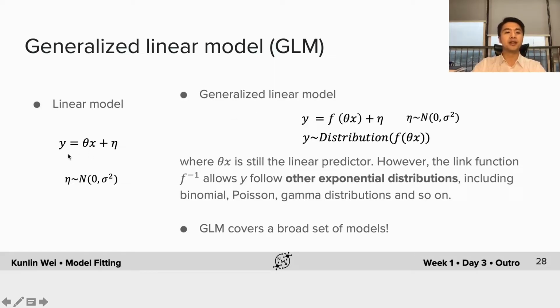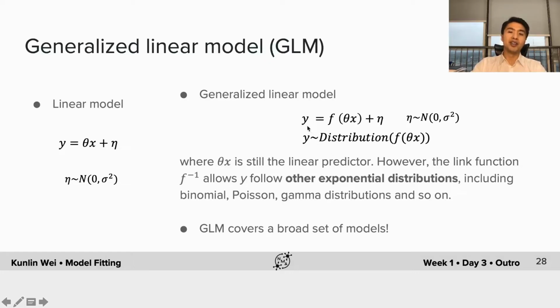So this is our familiar linear model. It's basically a straight line. And the generalized linear model takes a form like this. If you take a look at it, very similar, right? Here you have a so-called linear predictor, that's theta multiplied by x. So theta has a linear relationship with x. And what's new is a link function f. The link function can take different forms, but usually exponential functions. It could be binomial, Poisson, or gamma functions.